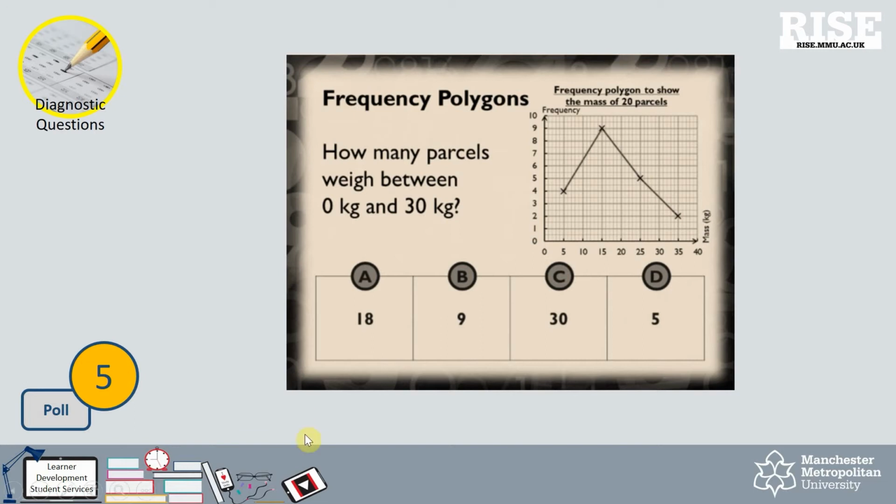How many parcels weigh between 0 and 30 kilograms? So I need to add all of the points that are between 0 and 30, which would be this one, and this one. I don't include that last one because that's at 35, isn't it? So adding those together, I've got 4, add 9 gives me 13, add 5 gives me 18. So the answer is there are 18 parcels between 0 and 30.